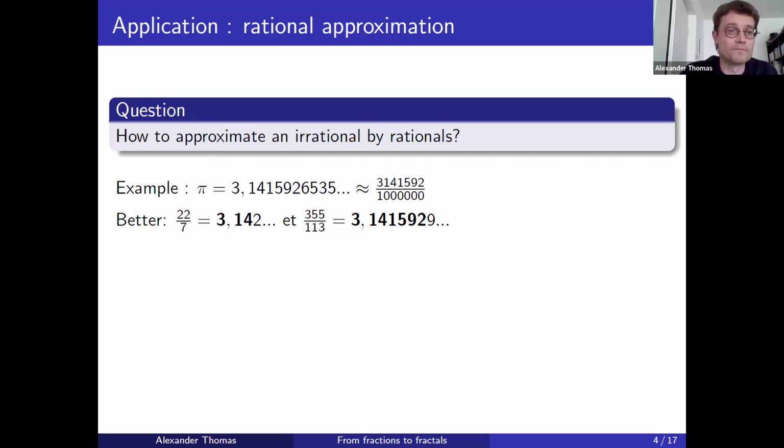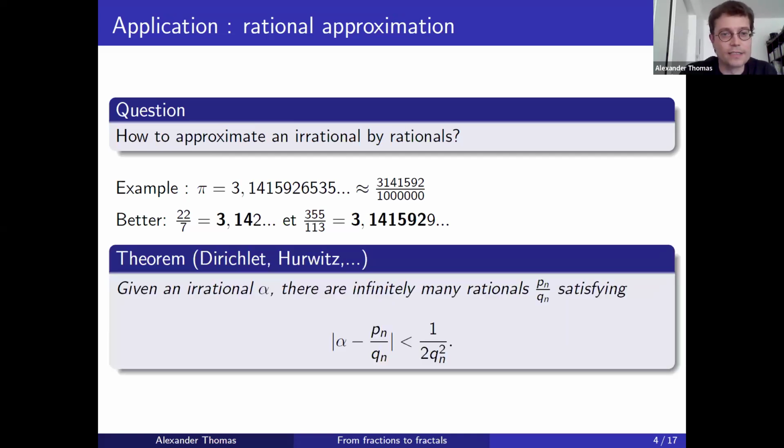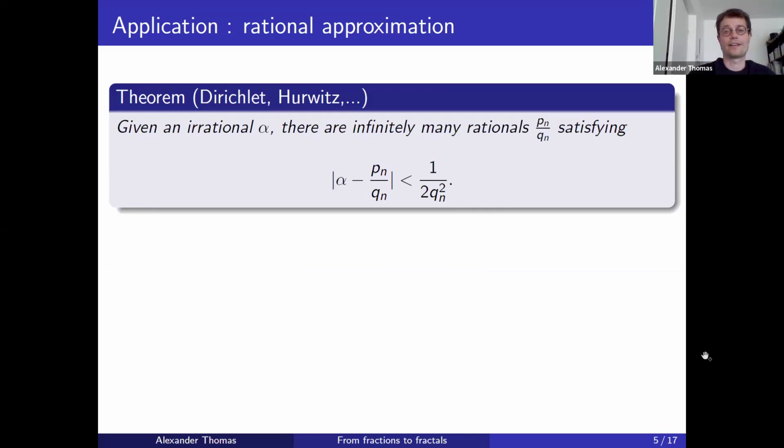And do they actually exist? This is a classical theorem from the 19th century, probably due to Dirichlet, Hurwitz, and many others, which tells you the following: for every irrational number, there are infinitely many rationals which have this kind of quadratic approximation property. If you try to just prove it like this, actually it's pretty hard. But using the Ford circles, this theorem is almost obvious.